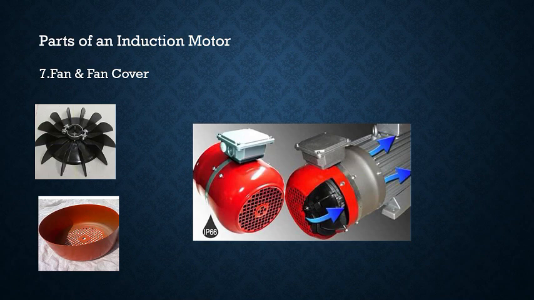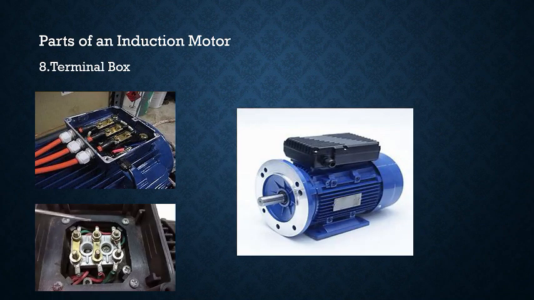Cooling is essential for continuous motor operation. This fan fixed at the back of the rotor shaft circulates air and prevents overheating. The fan cover ensures safety and prevents damage to the blades. This is the terminal box, usually mounted on the motor's frame. It's where we connect the incoming power supply wires to the stator winding terminals. Proper insulation and connections are critical here.